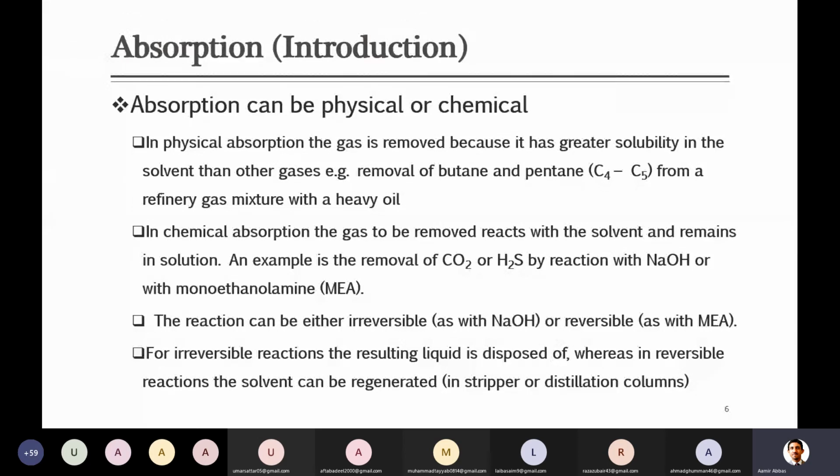And what will you prefer, by the way, in such a case? Either it should be reversible or irreversible. But before that, physical or chemical, which one should be better in your opinion? Physical, I think. Physical, sir? No, any other answer? Actually, I'm asking in this way: which one will give you more absorption, physical or chemical? First of all, this one.